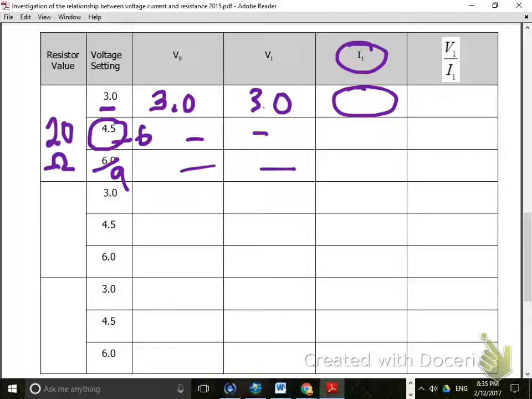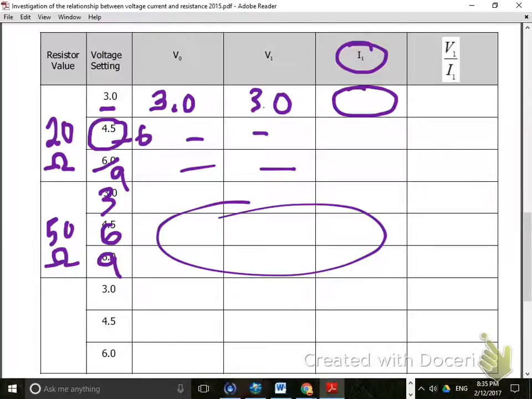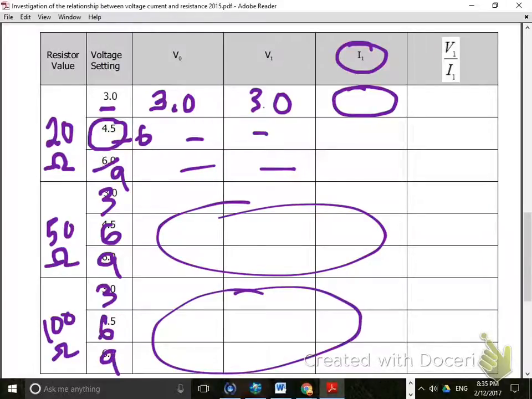And again, I can choose whatever I want. So I might say choose 50 ohms resistance. And then I would make this 3, 6, 9, because I want to keep the same sequence as I did before. And then again, fill out the data as I go through it. And then I would move to my next resistor, change that up, might make it 100 ohms. Again, that's up to you. But again, whatever you choose for your voltage, you want to make sure you keep it the same. So in this case, I would make it 3, 6, and 9, and fill out my data.